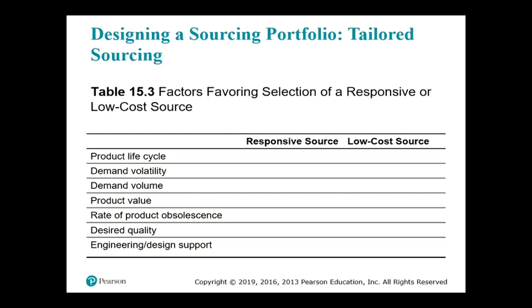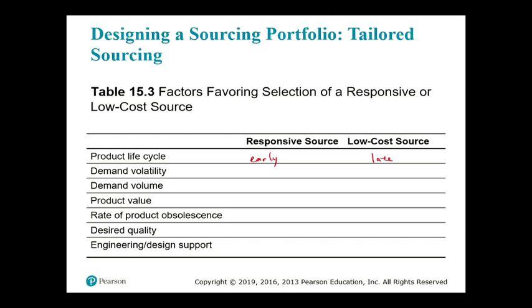Responsive. Why is that? Because there is a lot of uncertainty and a lot of iterations need to be done. For early stage products, product volume is low, demand is low. So then we need responsiveness more than cost efficiency. And then for late stage products, volume is high, demand is stable, then we can take advantage of the economies of scale of low cost sources.